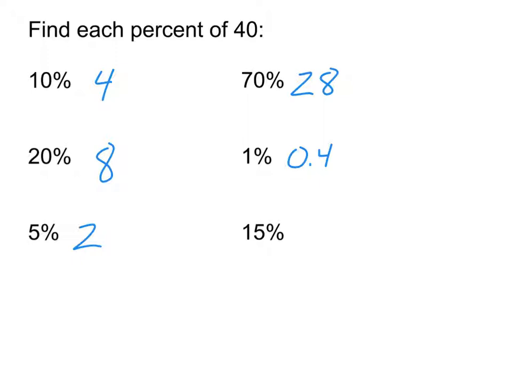Now 15%, that one's a little more awkward. Do I really want to have to do this times 1.5? You don't have to, because 15% is 10% plus 5%. And so, yes, we actually can just do the 4 plus the 2. So yes, it's going to be just 6.